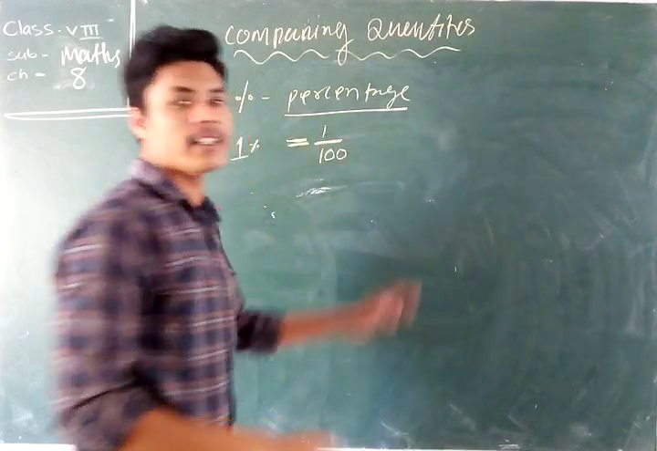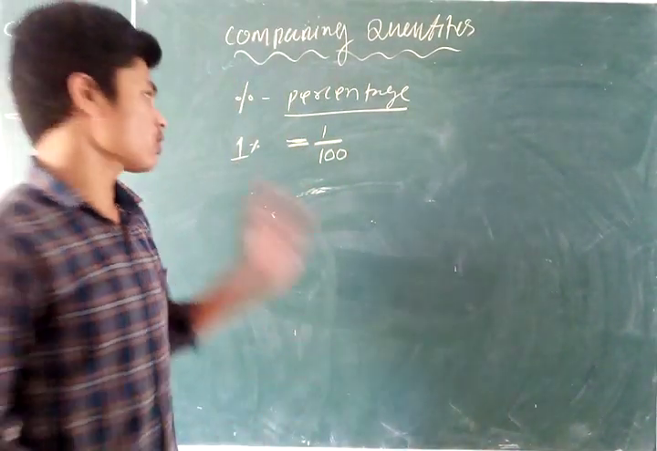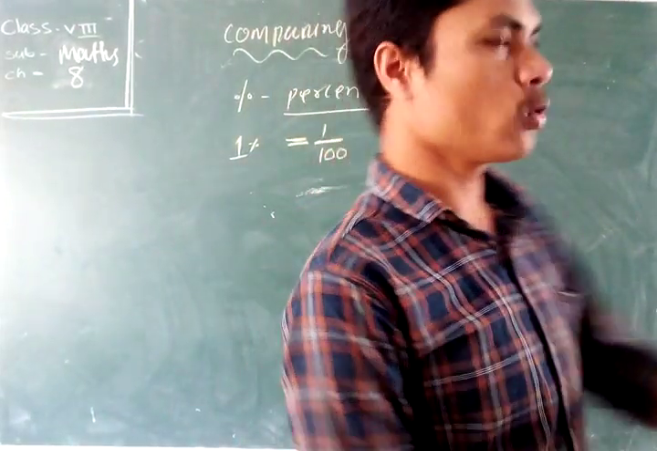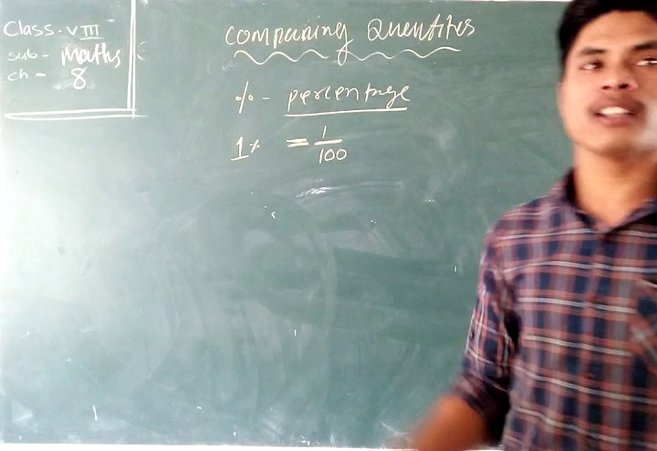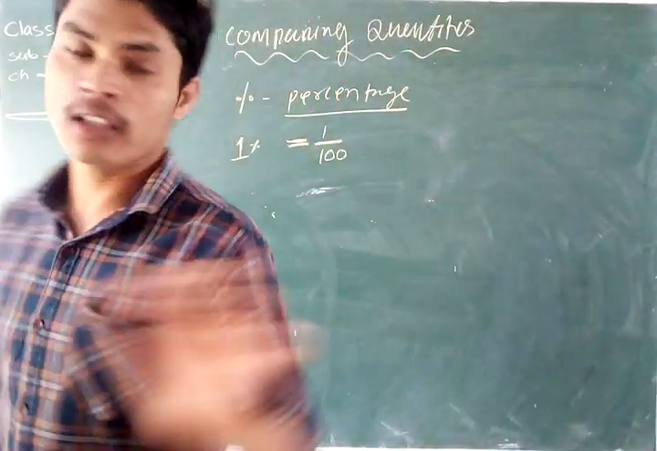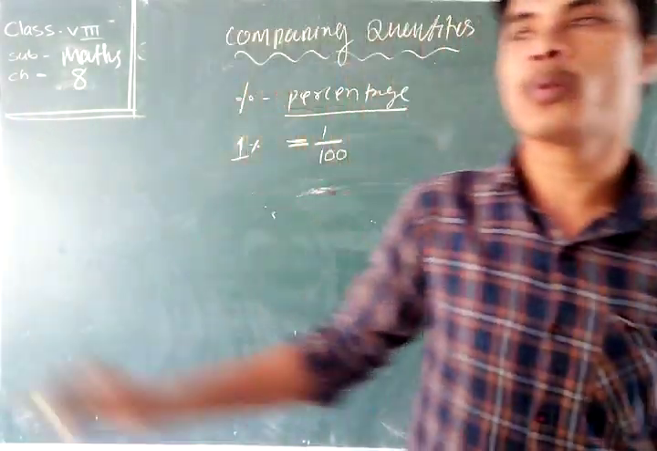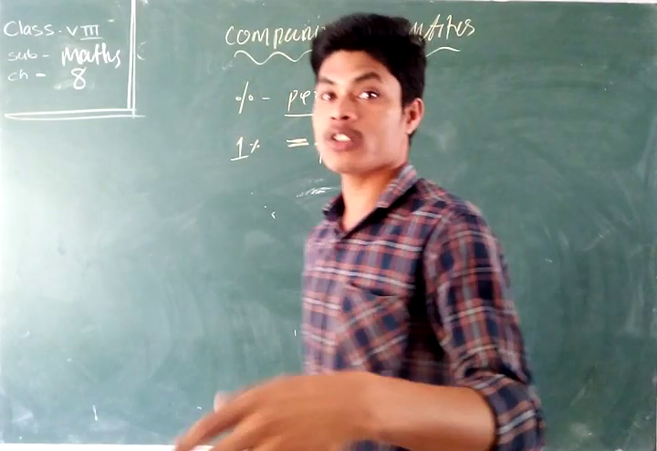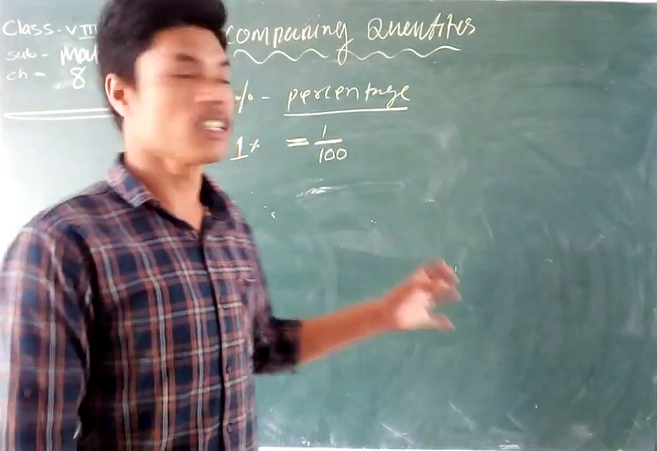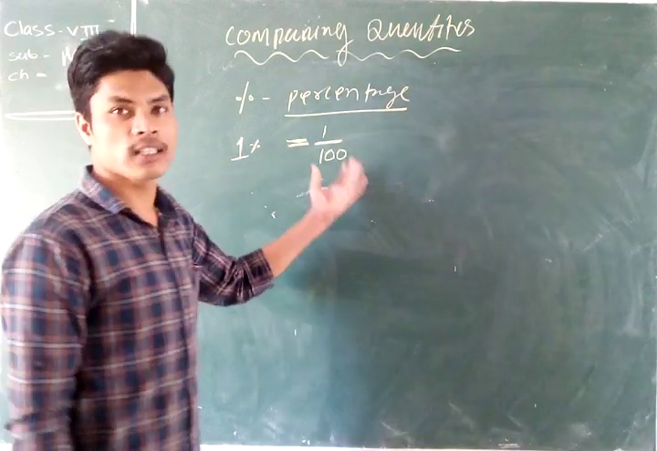In the previous class we learned about percentage. Now we find the simple uses of percentage in day-to-day life. When you go to shops or markets, you see notice boards with 10% discount, 5% discount written. Why do they write that? Because they attract consumers to buy things. That's why they give percentage discounts.